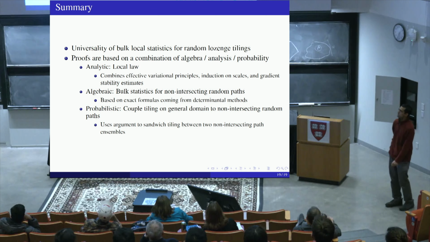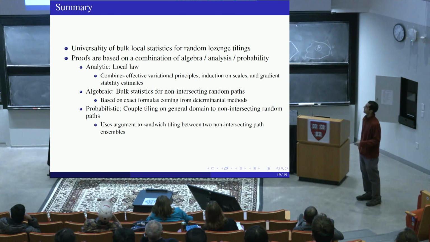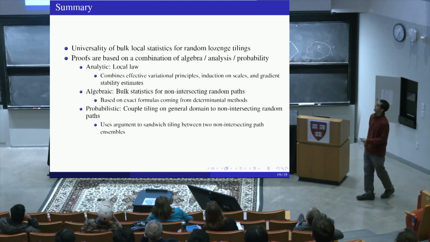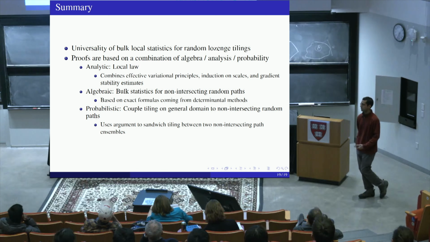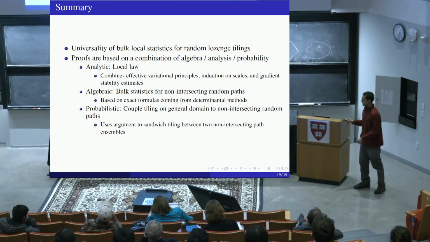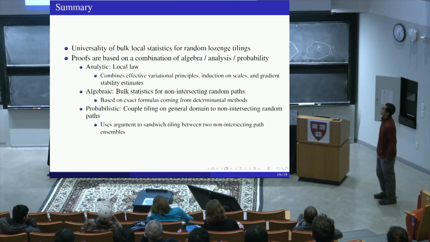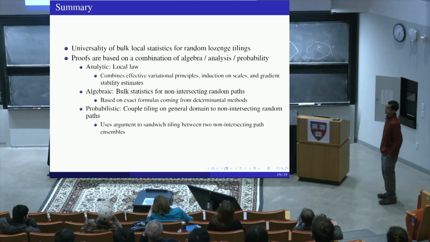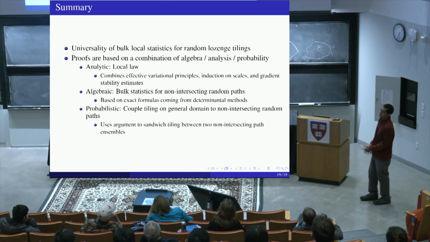Just to conclude, in the previous talk, I talked about universality of various statistics. In this talk, I tried to outline in more serious detail the proof of the universality of these bulk local statistics for Lozenge tilings. The proofs were based on a combination of algebra, analysis, and probability. The analytic step was coming from this local law, which combines the effective variational principle, induction on scales, and gradient stability coming from elliptic PDE.